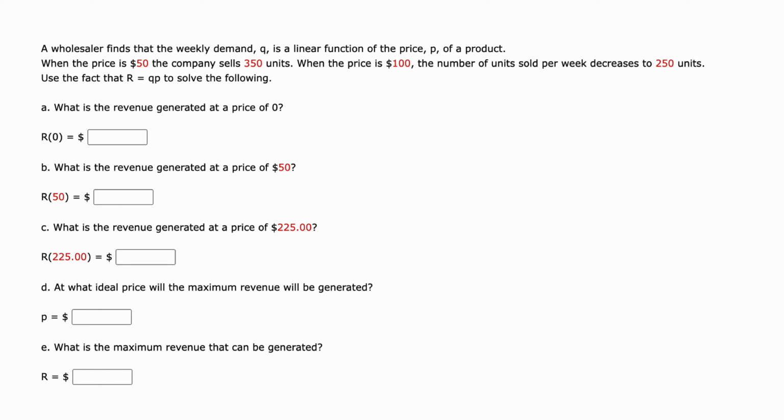A wholesaler finds that the weekly demand Q is a linear function of the price P of a product. Let me draw an example of the axes that would be used to graph this type of problem. They said that Q is a function of P, which means that price P is on the horizontal.